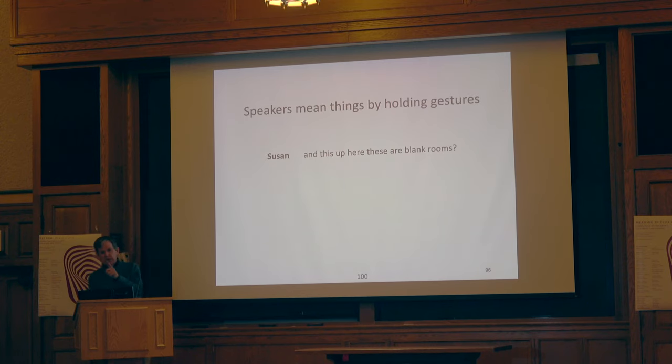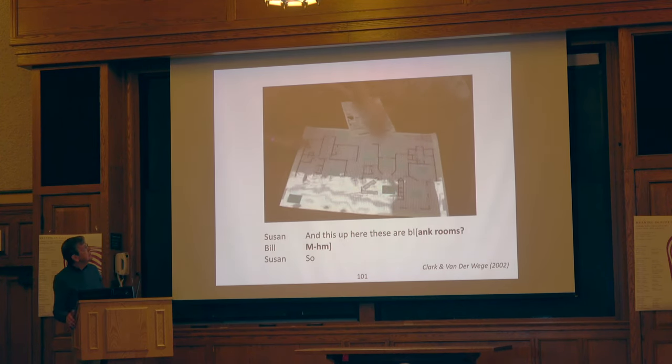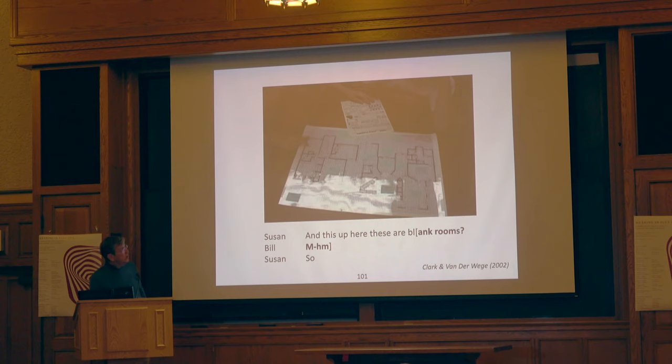This is Susan, but it's not our Susan here. So here's a woman named Susan who is looking at a blueprint of a house. And she's saying, and this up here, these are blank rooms. And he says, mm-hmm. And she says, so. But now watch what she does with her finger. As soon as he says, mm-hmm, she lifts her finger.